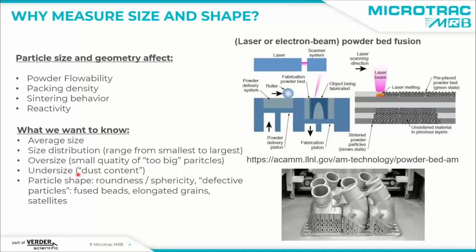You also want to measure undersized particles, so the dust content, a small quantity of particles that are much smaller. And you want to measure particle shape, like roundness, sphericity, aspect ratio. You want to know, are there fused beads, elongated grains, or particles that have satellites, that are small particles sitting on bigger ones. All this would affect the flowability and the behavior of the powder during the process.